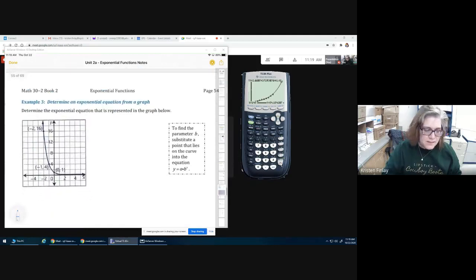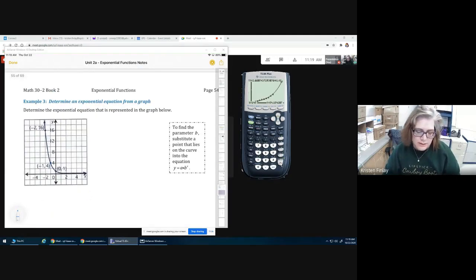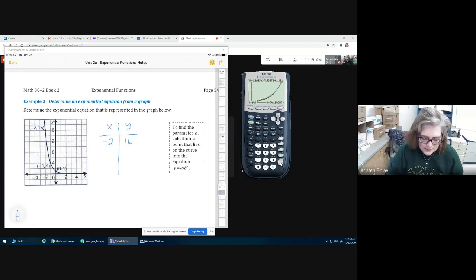Okay. Example 3, determine an exponential equation from a graph. So basically, we have some points on our graph, our x and our y. We know when x is -2, y is 16. When x is -1, y is 4. When x is 0, y is 1.